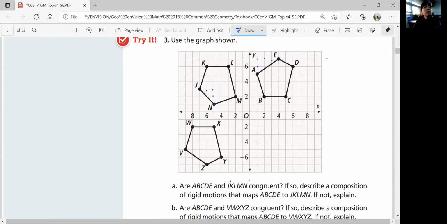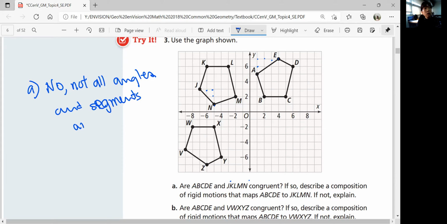1, 2, 1, 2. There's something wrong with that. Can you see that? Is it going to be the same length? If the slopes are not the same and the points are not the same units away, no, it's not going to be congruent. So part A, no, not all angles and segments are congruent.